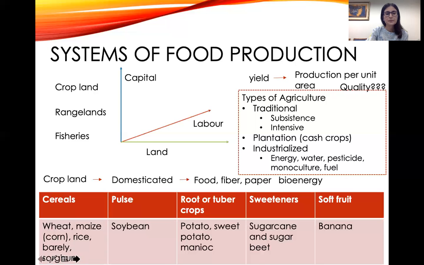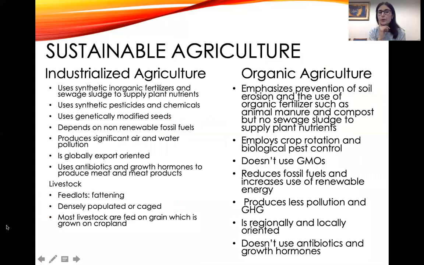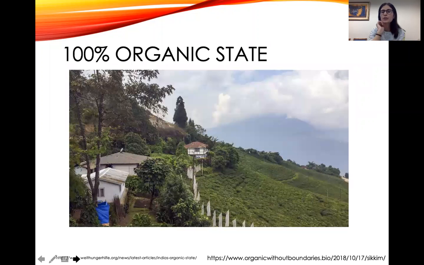And remember, in one of the lectures, we had already compared industrialized agriculture and organic agriculture. I've only added a little bit more information about the livestock. So I just wanted you to revise it before we go ahead. I now have a question for you. There's one state in the world which became the first 100% organic state in the world. Do you guys know which state that is?